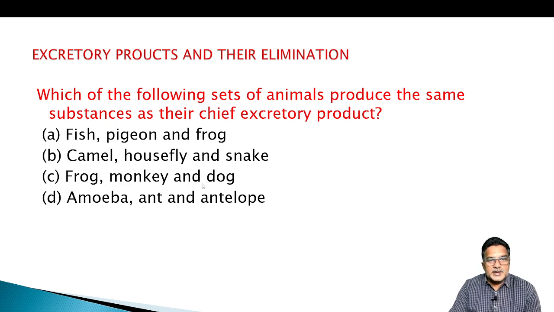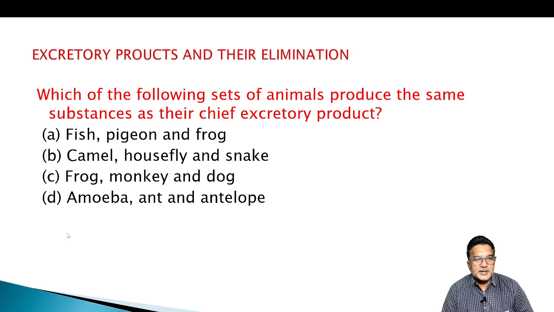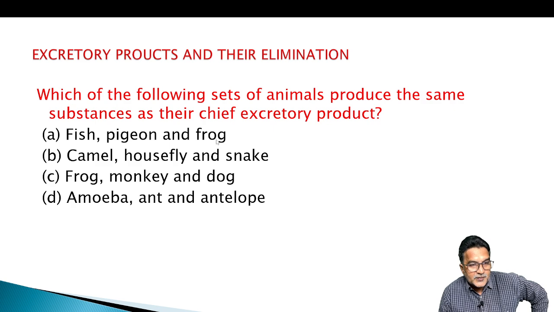Which of the following sets of animals produce the same substances as their chief excretory product? Fish, pigeon and frog: pigeon is uric acid, cartilaginous fishes excrete urea and bony fishes ammonia. Frog is urea. Camel, a mammal, is urea. Housefly, an insect, is uric acid. Snake, uric acid. Frog, urea. Amphibian, monkey, urea. Dog, urea. That means the same excretory materials they asked about. This is going to be the answer here.